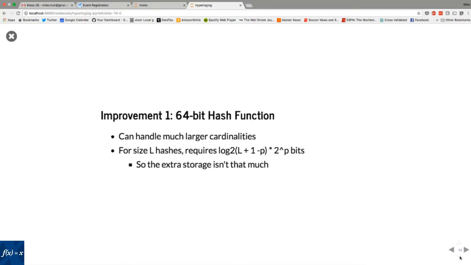And then second, because of the way that LogLog and HyperLogLog work, by using a hash function that's twice as large, you're really only adding 1 bit per substream. So in normal HyperLogLog, it would have been 5 bits times however many substreams you have, whereas this is 6 times however many substreams you have. So it seems like a pretty small penalty to pay for a pretty big win.